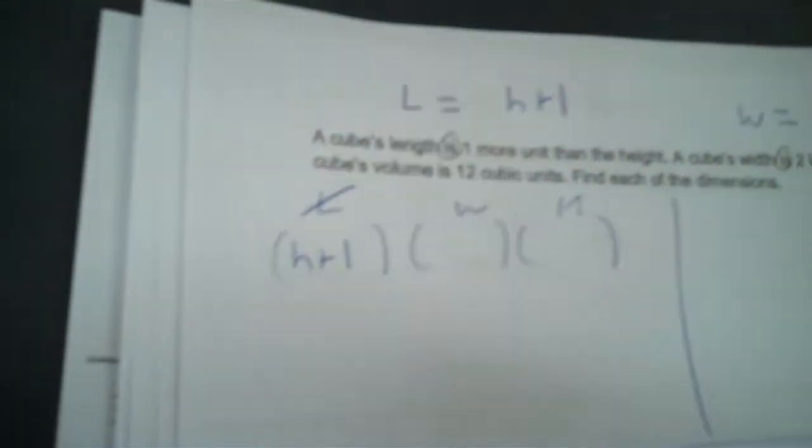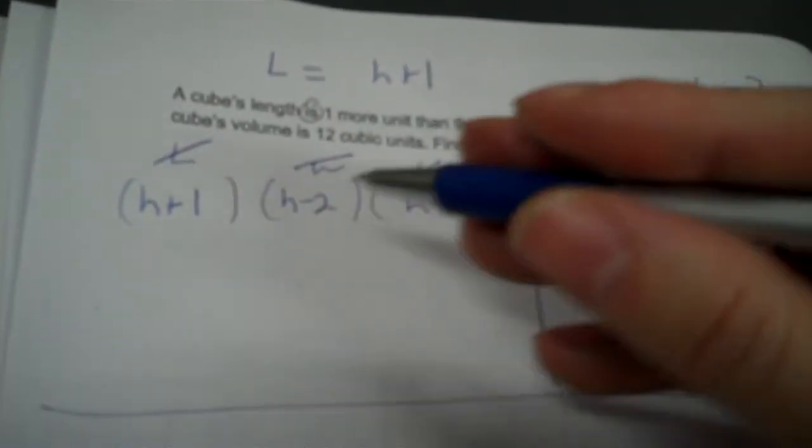Width is 2 less units than the height, so that's h minus 2. So in the L parentheses, I put h plus 1. W, h minus 2. And then h is just h. Again, the multiplication is not that big of a deal here, okay? You just FOIL these two.